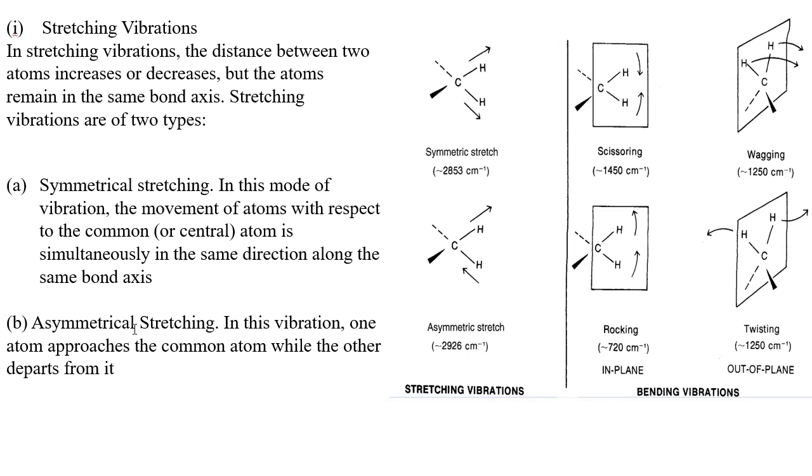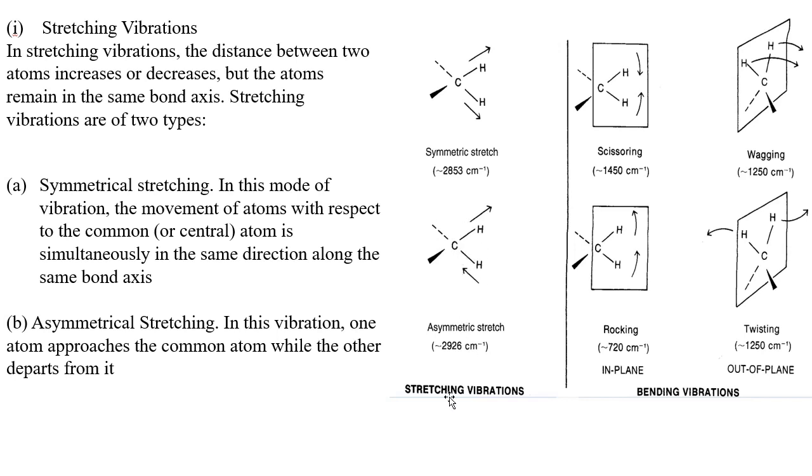And in the asymmetrical stretching, one atom approaches the common atom while the other departs from it. Here this hydrogen departs from the common atom, carbon, and this hydrogen approaches the common atom, carbon, so one stretches away from the central carbon atom and the other approaches it. This type of stretching is called asymmetric stretching.